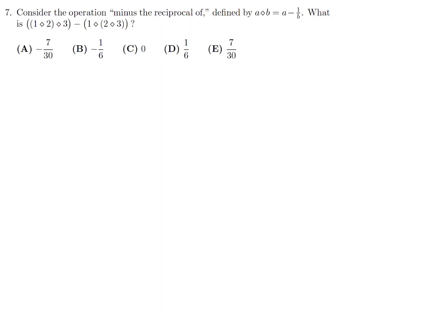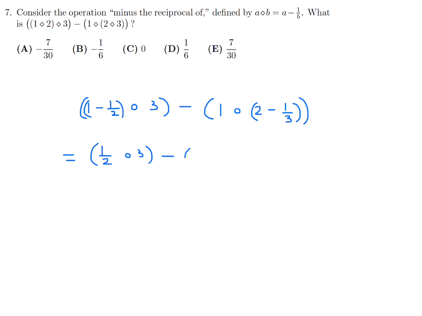Consider the operation minus the reciprocal of, defined as A star diamond B is A minus 1 over B. What is this big long thing? All right, so let's do this. 1 minus 1 over 2, symbol 3, minus, on this side, it will be 1 symbol 2 minus 1 over 3. Okay, so this is going to be obviously a half, symbol 3. And this is going to be 1 symbol 2 minus a third, which is 5 over 3.